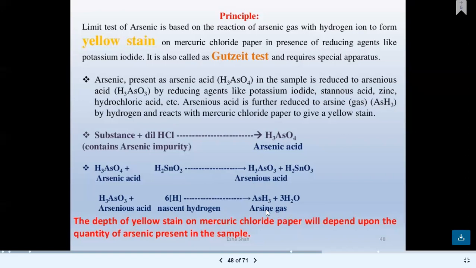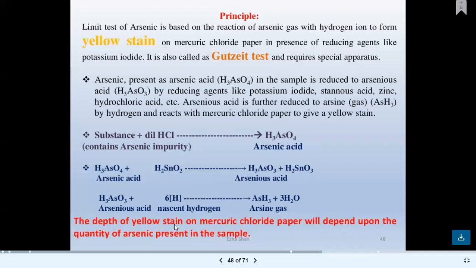The formed arsine gas will then pass through the tube, through the pinhole of the tube, and react with the mercuric chloride filter paper, which is placed between the two rubber bungs, and it will give the yellow stain. By comparing the depth of the yellow stain produced by the test sample with that of the standard, we draw the result whether it passes the limit test for arsenic or not. So this is the basic principle behind the limit test for arsenic.